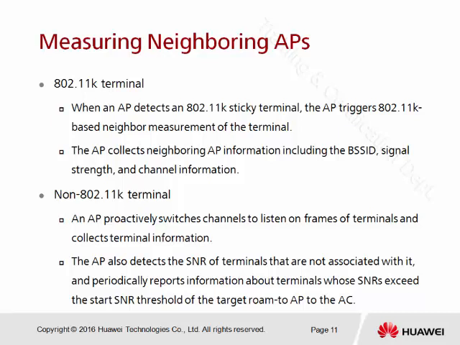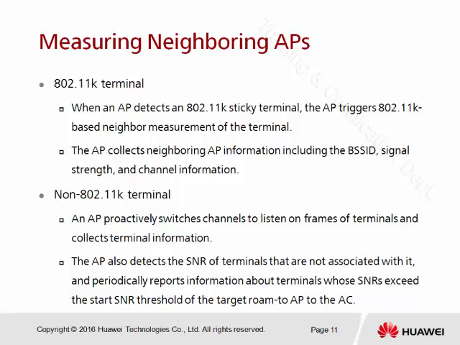So for those non-802.11k terminals, what will happen? The AP will proactively switch the channel to listen to the frames of the terminal and try to collect the terminal information. This is happening to those devices that don't support it. The AP will also detect the SNR of the terminals that are not associated with it and periodically report the information about the terminal. Most SNRs exceed the start SNR threshold.